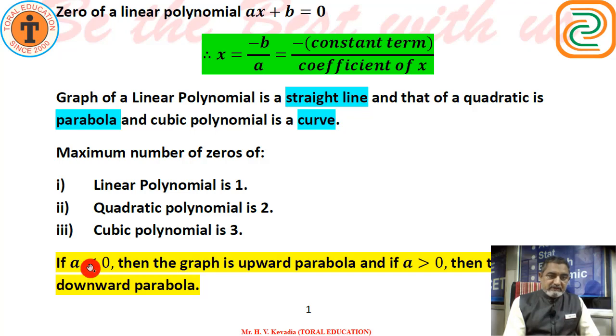A is less than 0. A means the coefficient of x square is less than 0, that is negative, then it is a downward parabola. And if a is greater than 0, here it is written a is greater than 0, then it is an upward parabola, not downward.